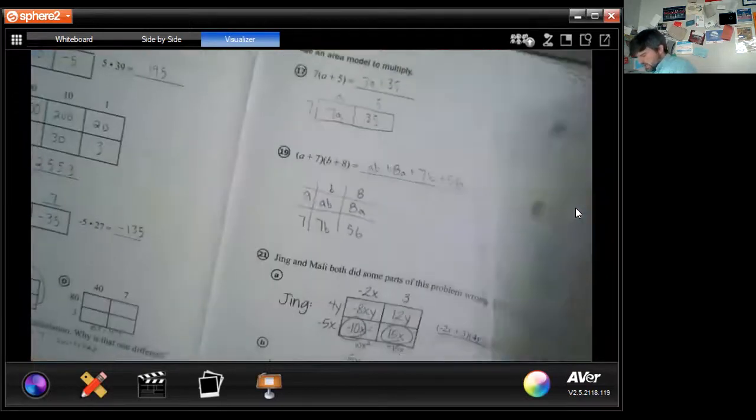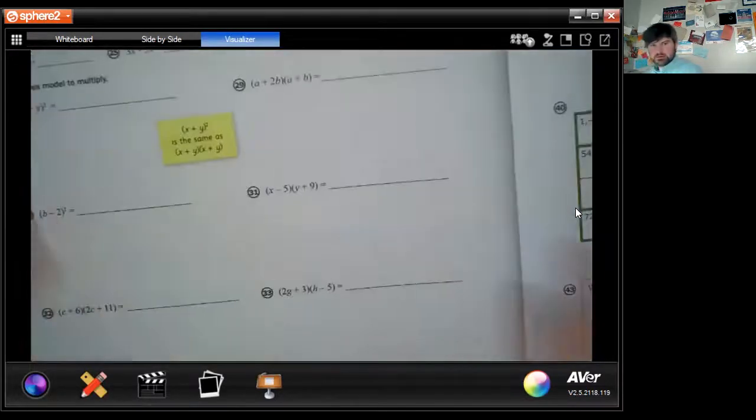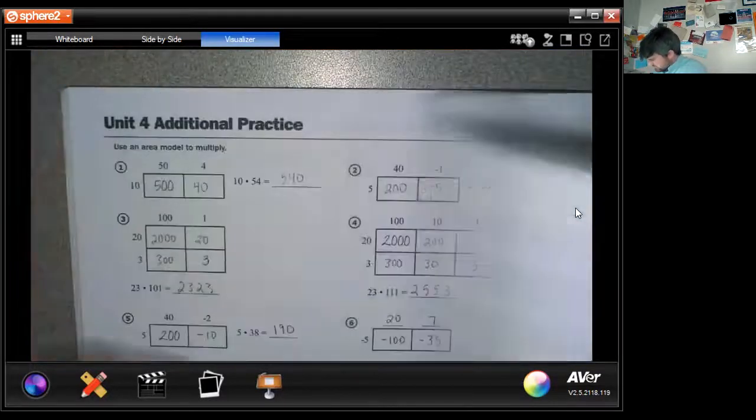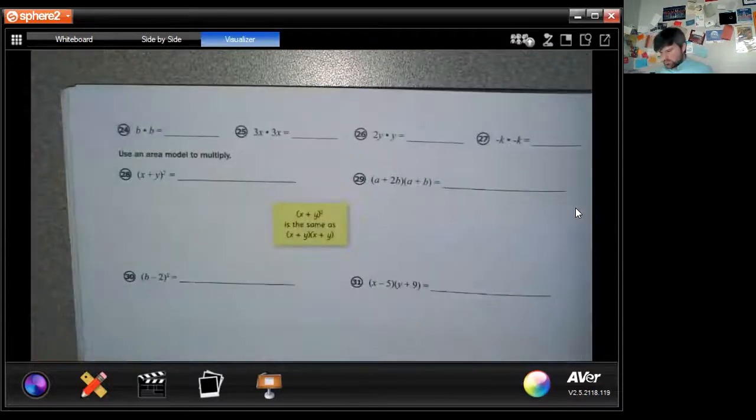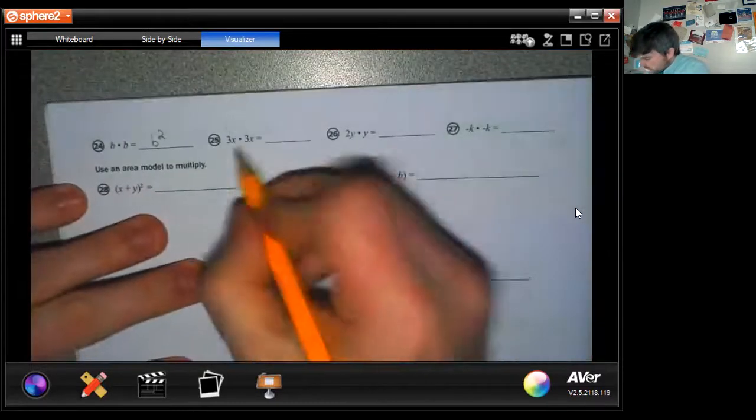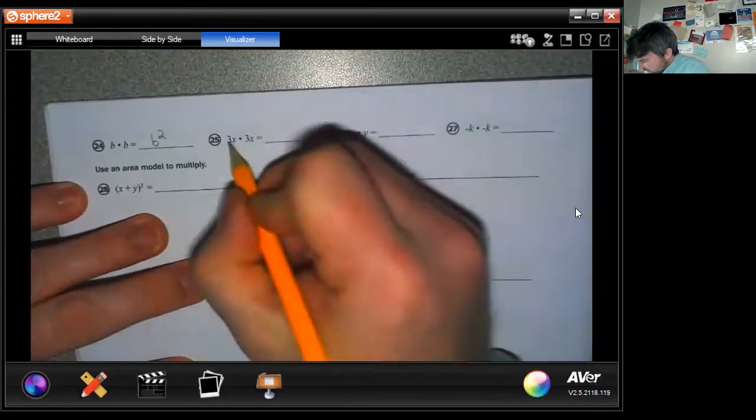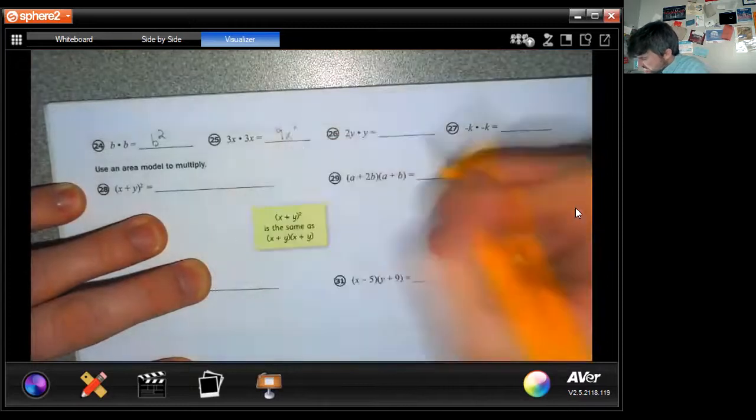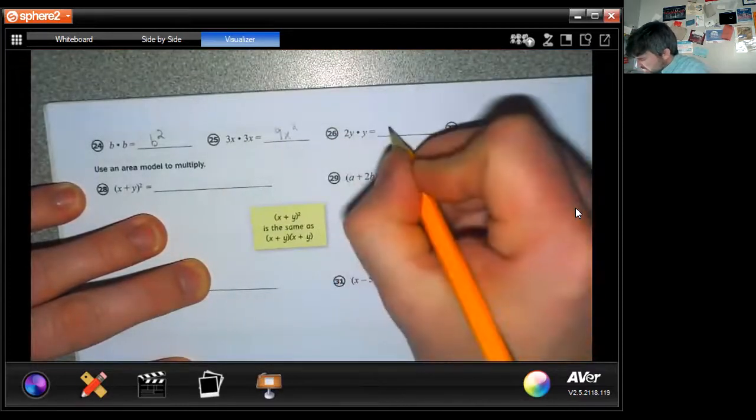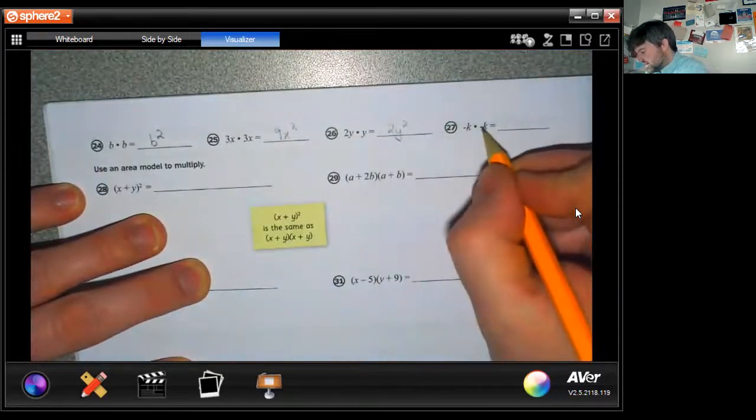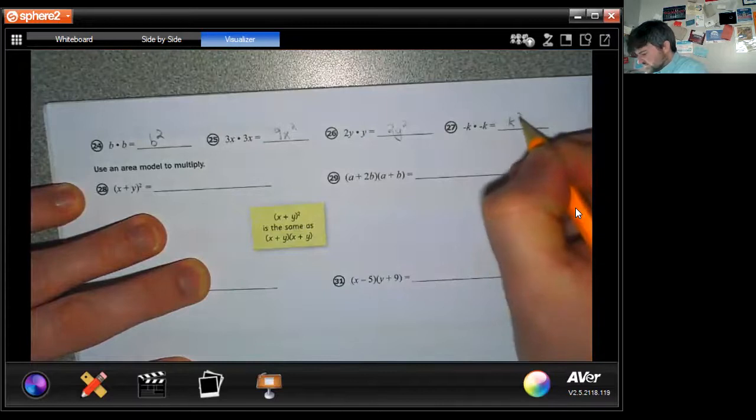All right, page 48 has some more. So b times b, that would be b squared. 3x times 3x. Well, 3 times 3 is 9. X times x is x squared. 2y times y, that's 2y squared. And negative k times negative k would be a positive k squared.